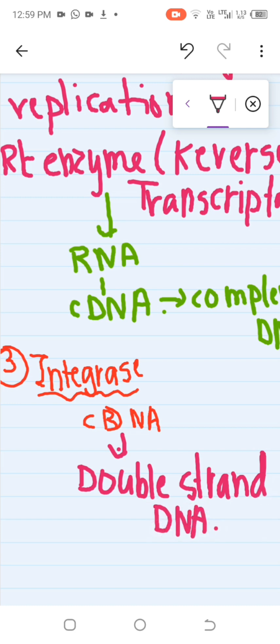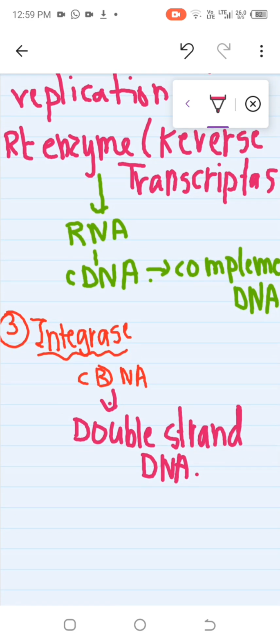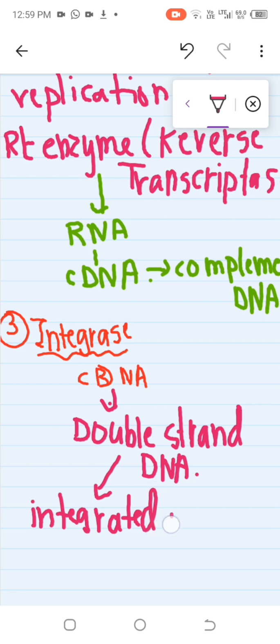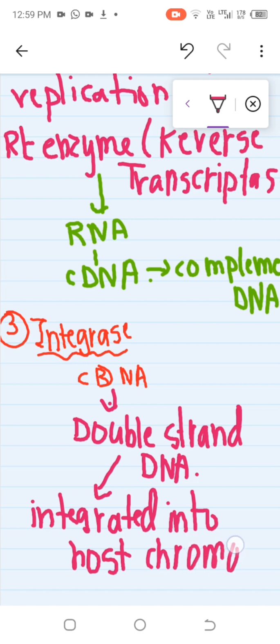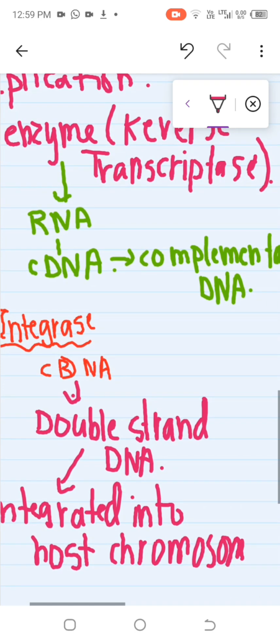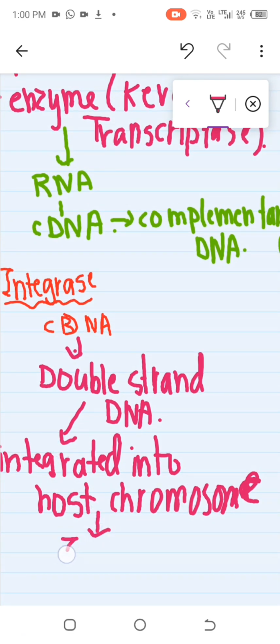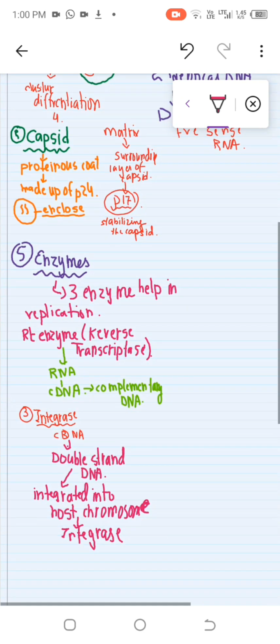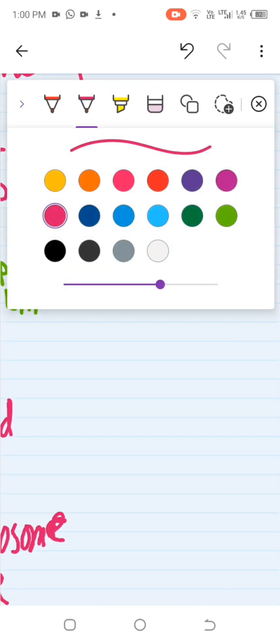This double-strand DNA is integrated into the host chromosome by the help of the enzyme known as integrase. Now the third enzyme we have is protease.